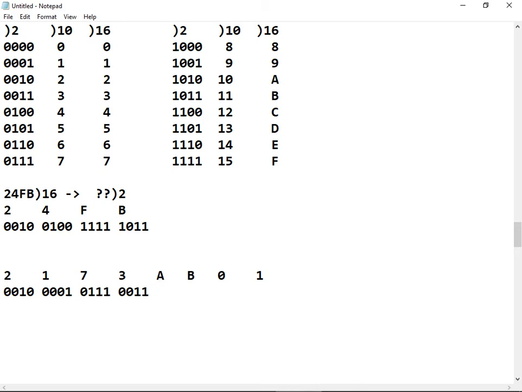What's a 10? 1, 0, 1, 0. Because you see that one. You're tired of speaking aloud, but I would appreciate it. Okay, what's a B? 1, 0, 1, 1. What's a 0? Zeros. And then a 1 is 0, 0, 0, 1. Okay.